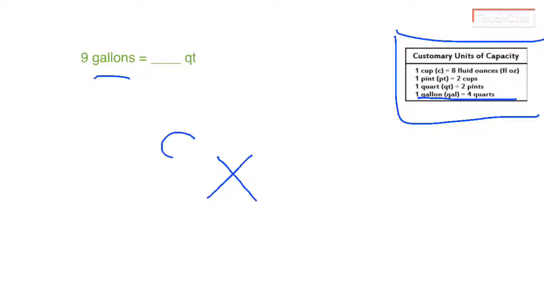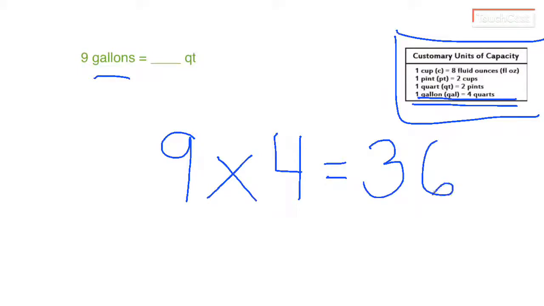Now I know that 9 is going to be in my problem because that's the part of information that I have. And now I have 4 quarts as well from my information that I got earlier. So 9 times 4 is 36. So 9 gallons would equal 36 quarts. I hope you got the same answer.